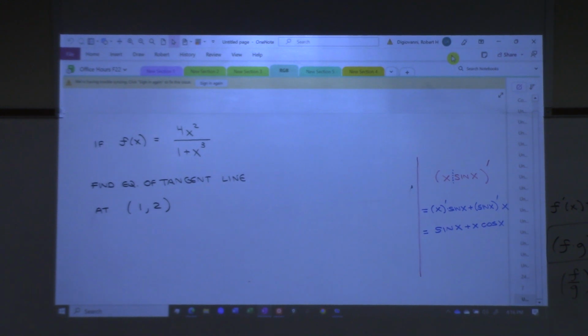Does that mean after we find the derivative, we plug a 1 into the x? And that would give you the slope of the tangent line at that point. Right.